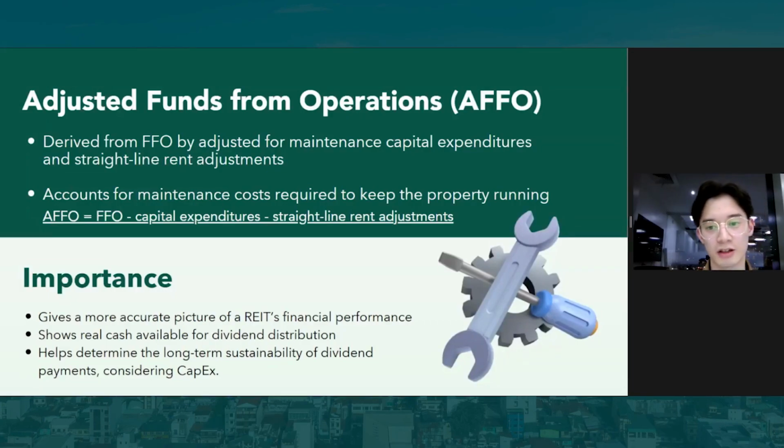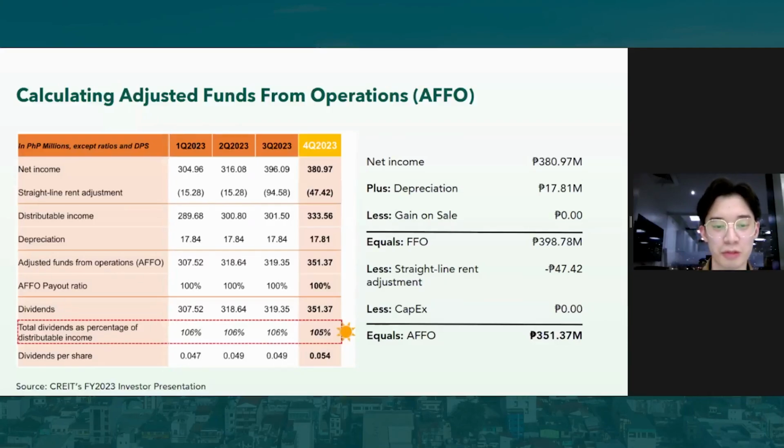On the next slide, using C-REIT again, we will compute for AFFO. Since we already have FFO from the previous slide, all we have to do is subtract CapEx and straight line adjustments. So C-REIT doesn't seem to have any CapEx. So it's just straight line adjustments. And with that, we can get AFFO easily. So subtract straight line rent adjustments and we arrive at 351 million, which is the exact amount shown on the investor presentation or the table on the screen.